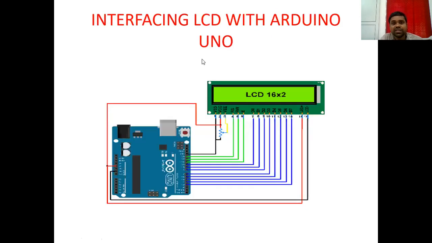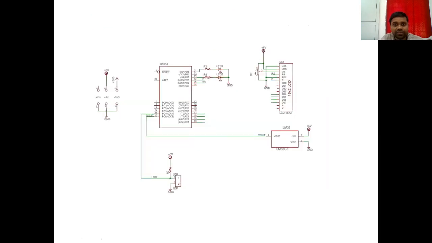Coming to interfacing the LCD with Arduino, this is our Arduino board, in which VSS should be connected to ground, VCC to 5 volts, and VE to a potentiometer to adjust the brightness. The register select pin is connected to, say, pin 8, enable to pin 9. Similarly, D4, D5, D6, D7 are connected to pins 4, 5, 6, 7 of Arduino. This is the interfacing diagram. This is a schematic diagram for Arduino with LCD and some sensors.